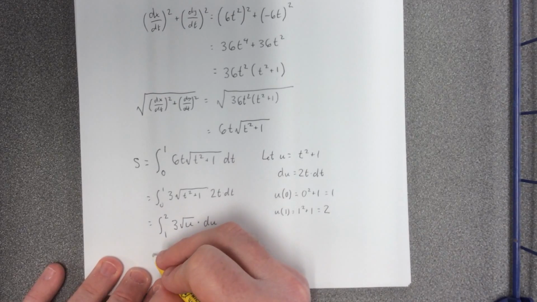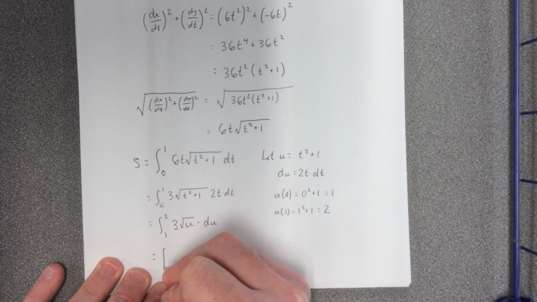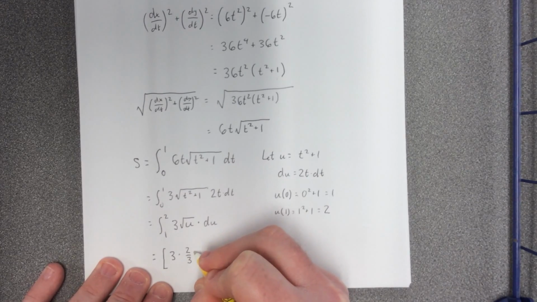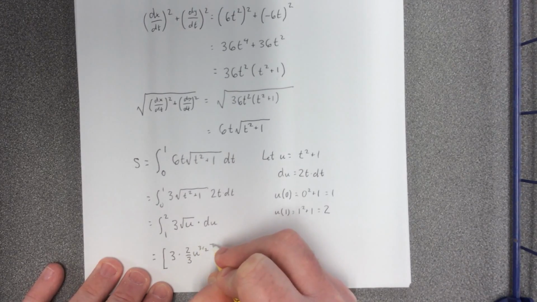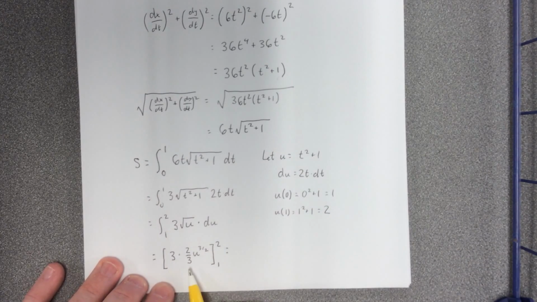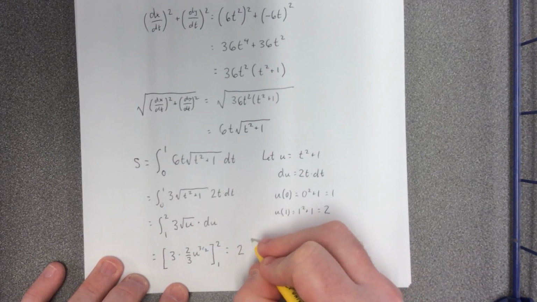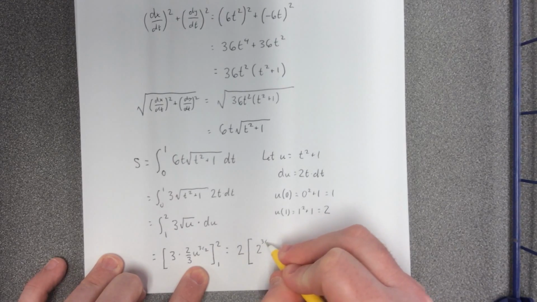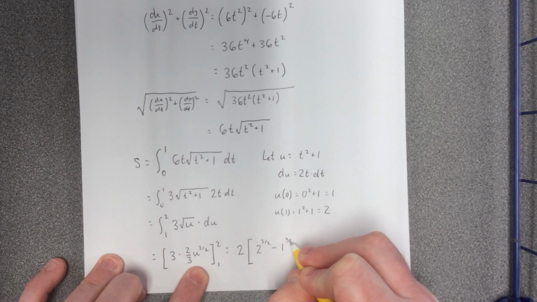Integrating square root of u, we'll consider that as u to the 1/2 power. And we'll have 3 times 2/3 times u raised to the 3/2 power, going from u equals 1 to u equals 2. We can take the 3 and the 3 and cancel those out. We'll be left with 2 times 2 to the 3/2 power minus 1 to the 3/2 power.